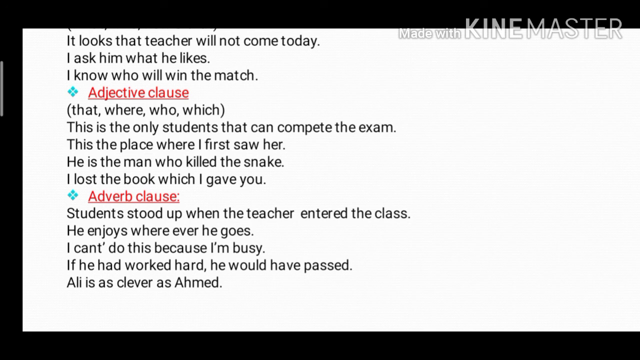According to number 3, he is the man who killed the snake. Here who also qualifies a man, which is a noun. So such words that qualify a noun or pronoun are referred to as an adjective. So here we can say that who killed the snake is our adjective class.